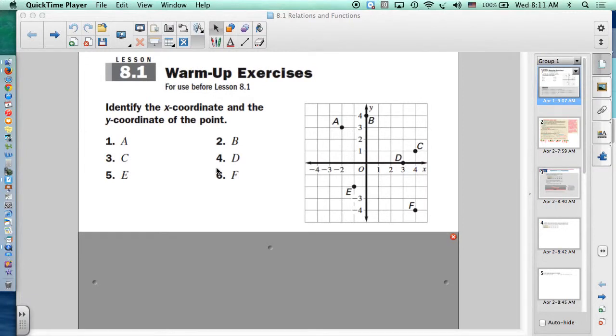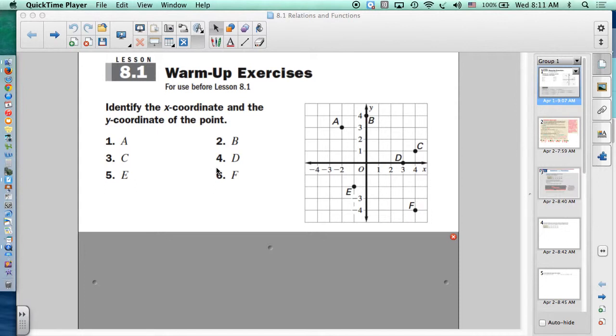Okay, today we're going to talk about Lesson 8.1, dealing with relations and functions. To start, I want you guys to take a few minutes to go through this warm-up exercise as a reminder of how to plot points and to name the coordinates of points on a coordinate plane. So please press pause, take a minute or two to go through this, and then check your answers.